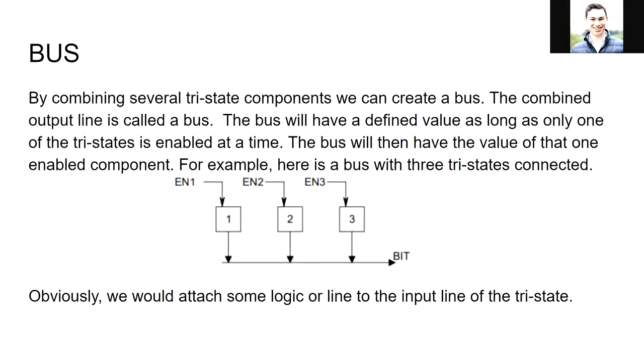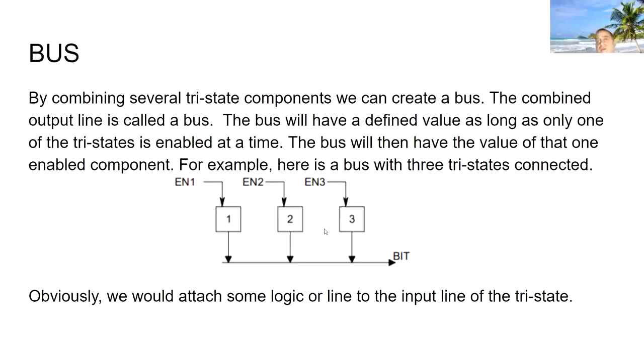Why can't we just use logic gates instead of a tri-state? What do we end up with differently here than if we'd used AND or OR gates? Well, let's say they're cheaper.